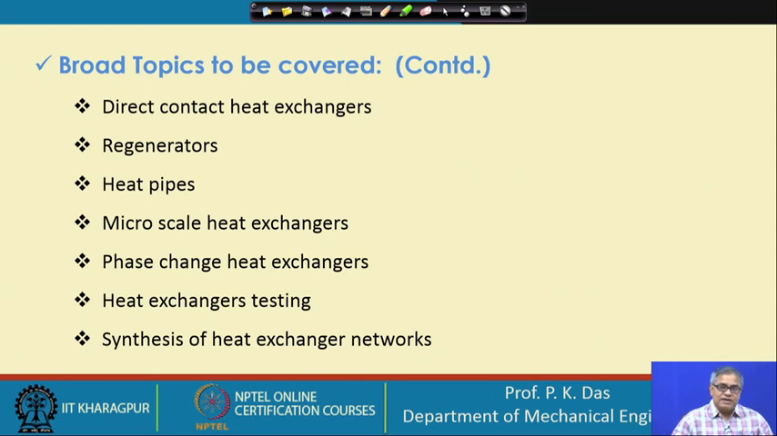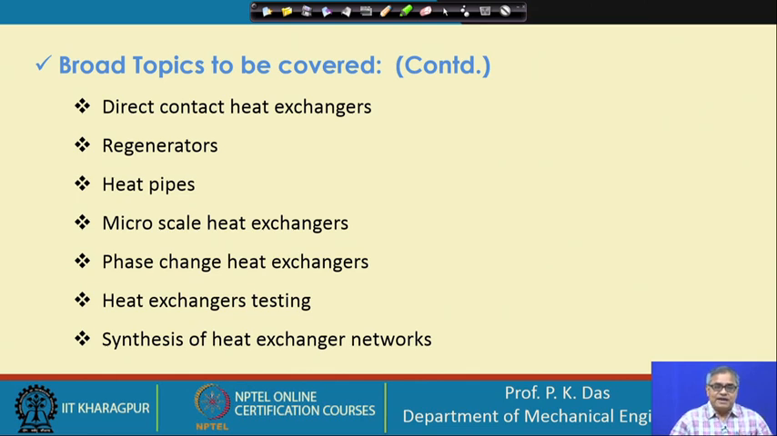Phase change heat exchangers generally deal with phase change between liquid and vapor and vice versa. So, basically these are evaporators, boilers, condensers, etc. Their design principles are again slightly different compared to conventional heat exchangers. So, we are going to give due importance to this kind of heat exchangers.